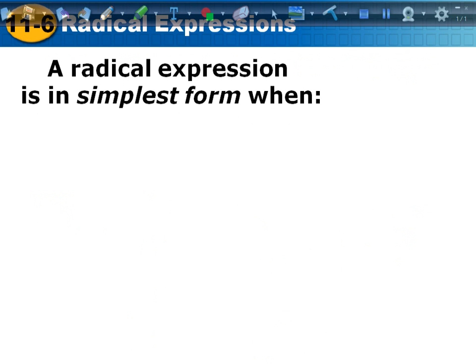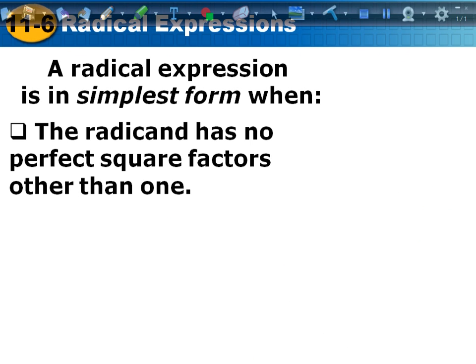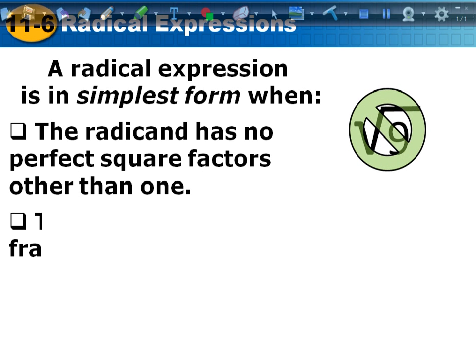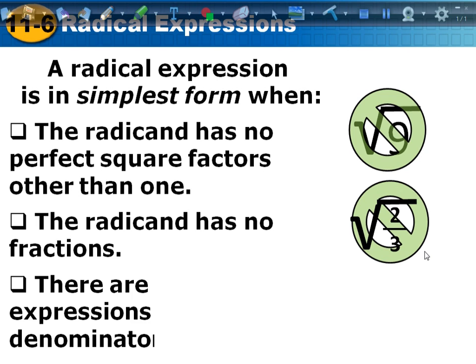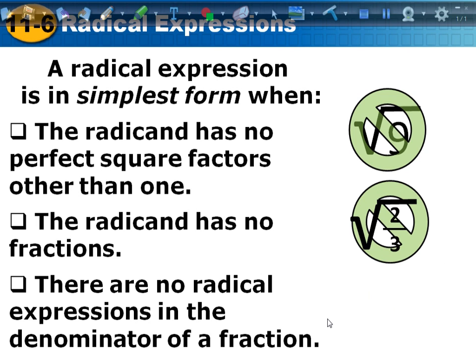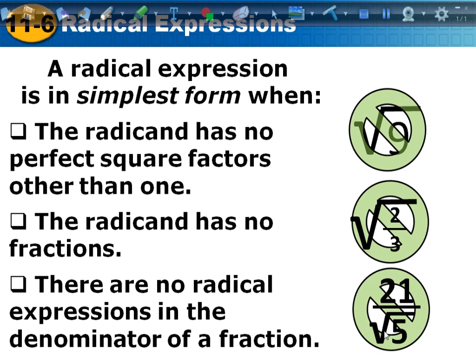A radical expression is in simplest form when the radicand has no perfect square factors other than 1. So the square root of 9 would not be in simplest form, because the square root of 9 is 3, so that can be simplified some more. The radicand has no fraction, so I'm not allowed to have a fraction underneath my radical symbol. And I'm also not able to have a radical expression in the denominator of my fraction. So I can't have a radical expression in the denominator, I can't have a fraction in the radical symbol, and again, I can't have perfect square factors.